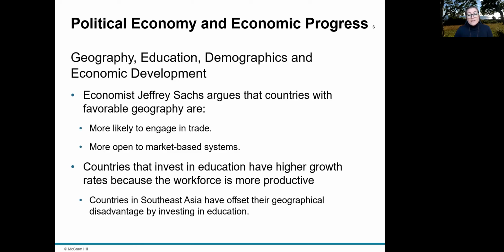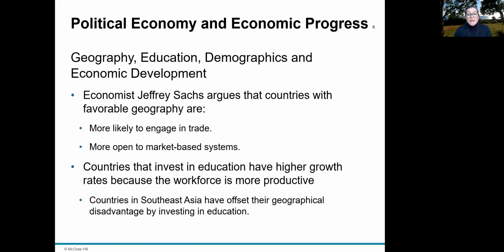Okay, economist Jeffrey Sachs argues that countries with favourable geography are more likely to engage in trade. And we see this in Europe. European countries close by, geographic proximity makes it easier to trade. We see this in Asia too. Some Asian countries that have close geographic proximity are going to be more inclined to trade. Australia and New Zealand trading with Asia. It's just easier. So these geographic regions may be more open to market-based systems with each other.